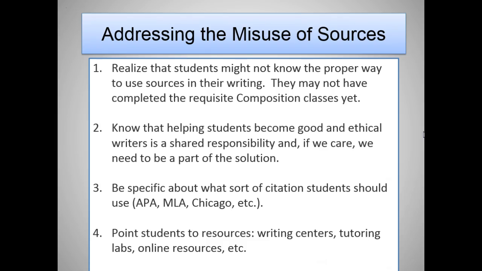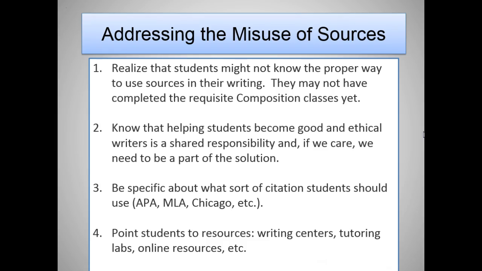If you're someone who thinks it's totally on the writing teachers to teach writing, then I think you're just going to have to put up with students who often won't live up to your expectations. I'm certainly going to say this is a shared responsibility, especially when we're teaching 100 and 200 level students who often are taking classes that aren't their major, classes they may not know much about. It's on us to help make sure that they know what they're supposed to do. Know that helping students become good and ethical writers is a shared responsibility, as I mentioned. And if you care about good writing, you should help students and not just expect other people to do it.